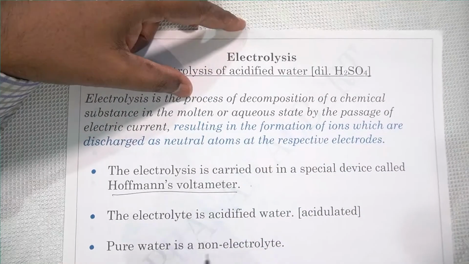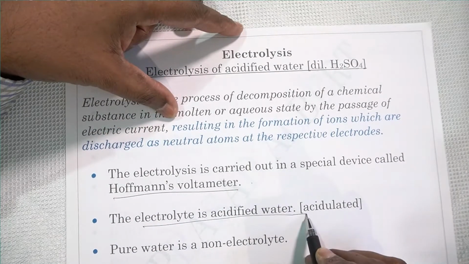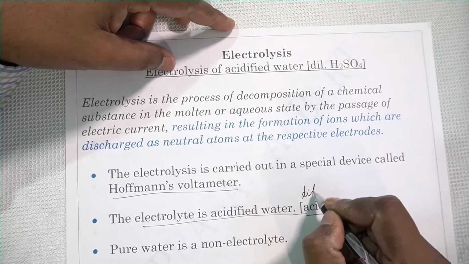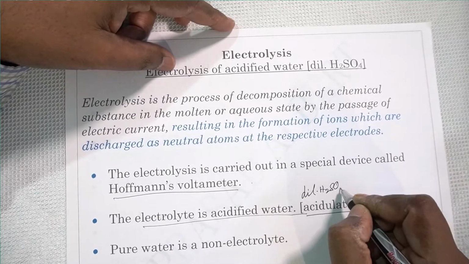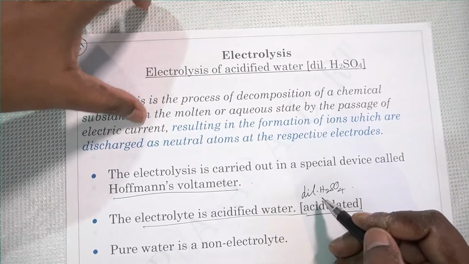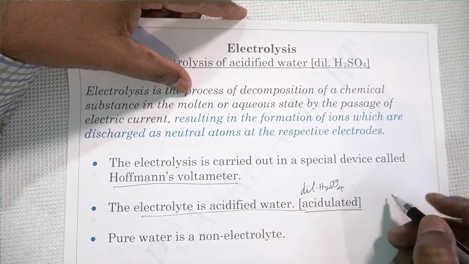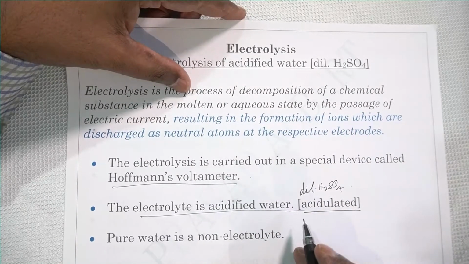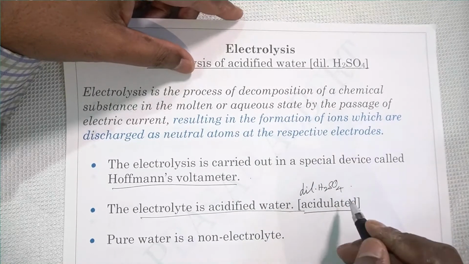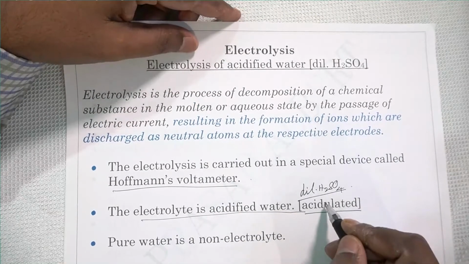Now we need to understand that the electrolyte used here is acidified water, which is otherwise called acidulated water. It is also known as dilute sulfuric acid. So this experiment can be called electrolysis of dilute sulfuric acid, or electrolysis of acidified water, or electrolysis of acidulated water. Acidified means converted to acid by the addition of acid. Acidulated means acid being added. Now when you add sulfuric acid to water, what you get is dilute sulfuric acid. That's why it is also known as electrolysis of dilute sulfuric acid.